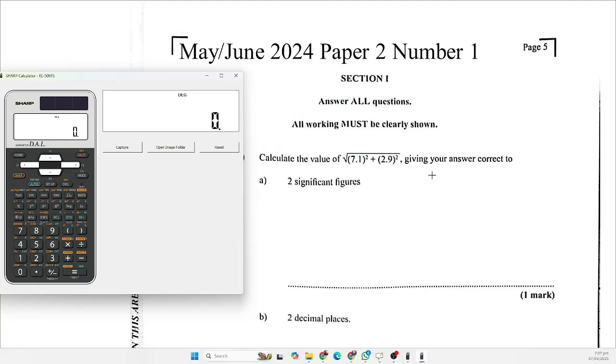Now, when you're using your calculator, you need to understand that your calculator finds exactly what you put in. Right? So if you put the square root of 7.1 squared, it is going to find the square root of 7.1 squared. It will not know that you are trying to find the square root of 7.1 squared plus 2.9 squared. How would you do that on your calculator? Second function, square root, open bracket. Then you are going to put 7.1 squared plus 2.9 squared, close bracket.